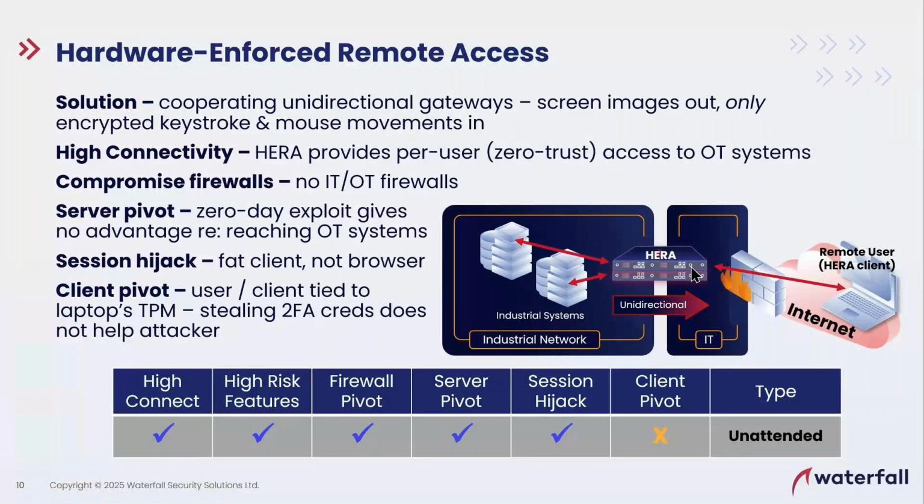Well, the CPU on the outbound gateway that is sending screen images out is useless to them because it cannot send anything back through the hardware. The hardware won't let any attacks pivot back. That's okay, say the bad guys. Don't worry about that. I can take over. I've got the other CPU as well.